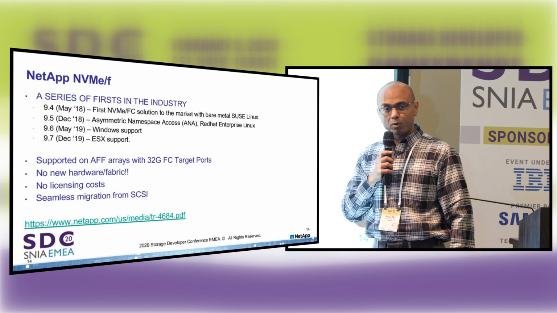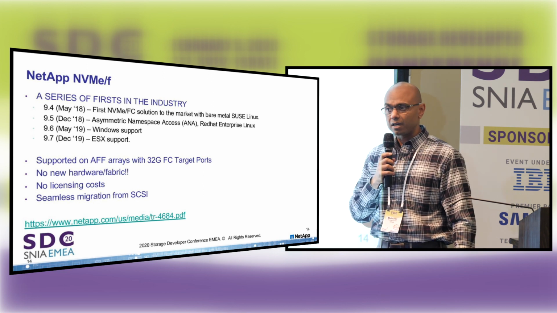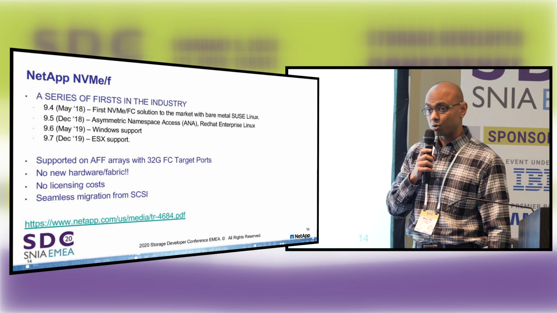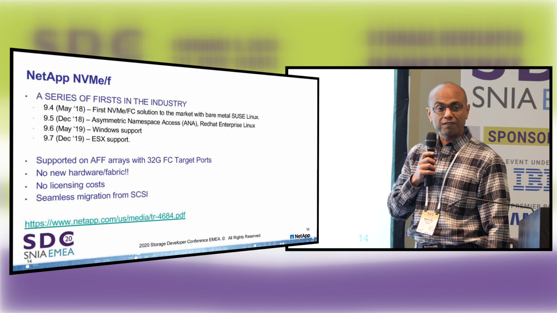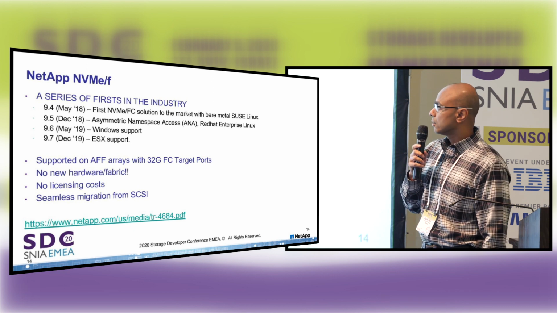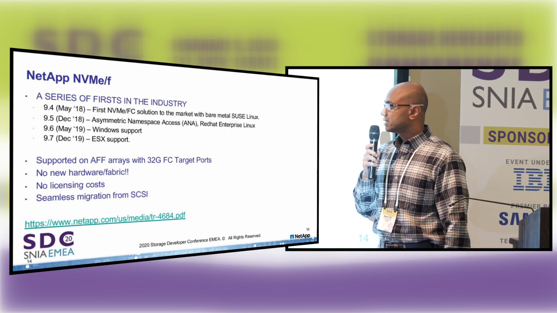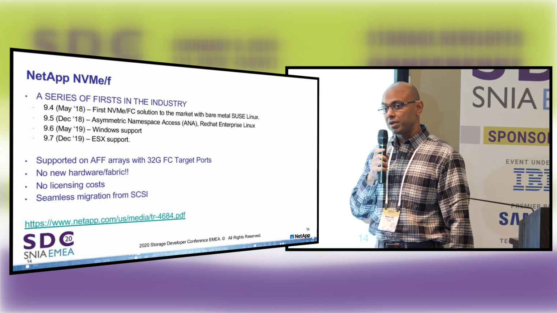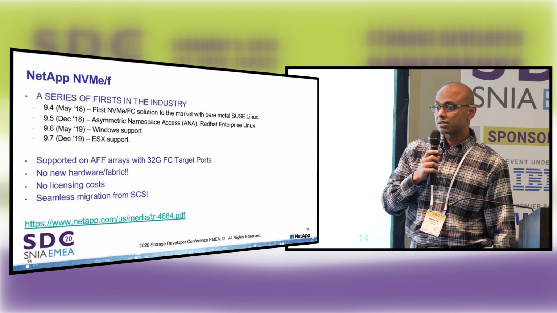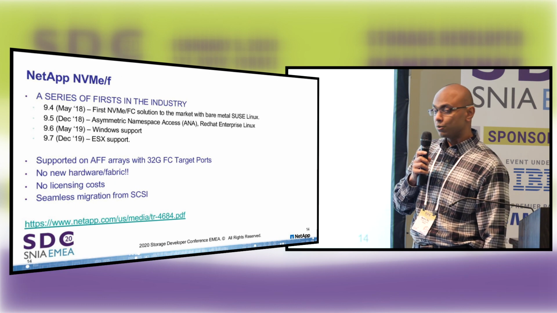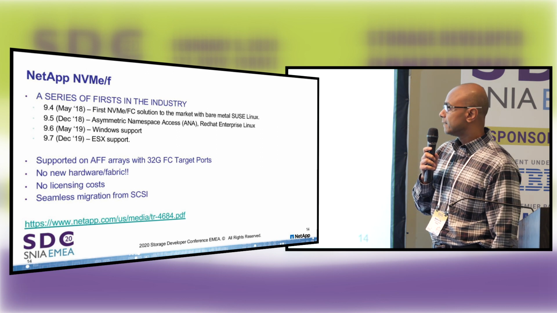And again, here's a key point. This is supported on all our all-flash arrays, AFF arrays, which contain 32 gig Fibre Channel ports right now. So there is no upgrade needed in terms of hardware or fabric. Like I said, no hardware or fabric needed, no licensing costs. It's a seamless migration with zero copy from SCSI. So customers who have SCSI LUNs today, with a software upgrade, will be able to move to a much faster protocol, NVMe over Fabric.